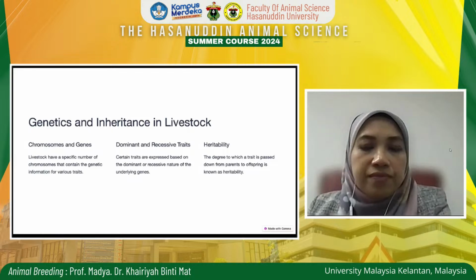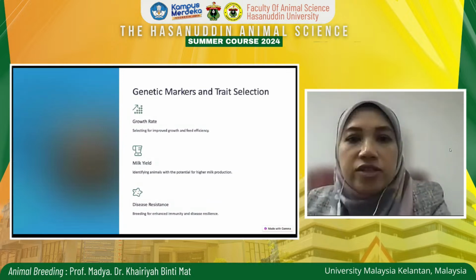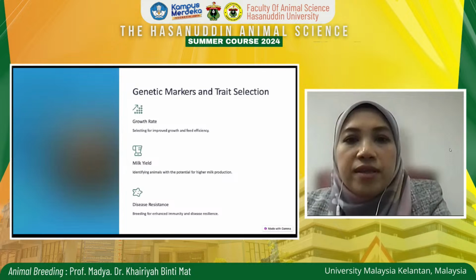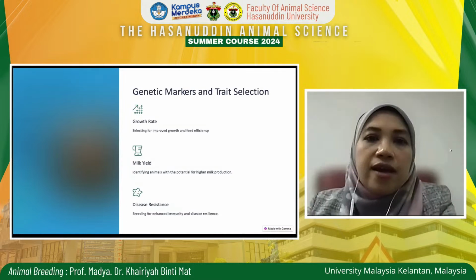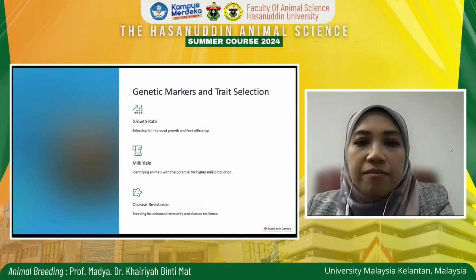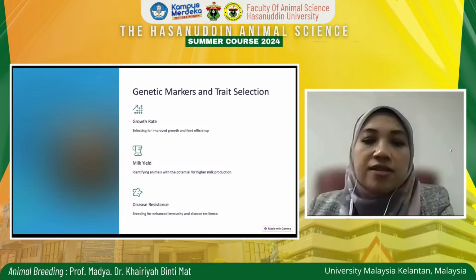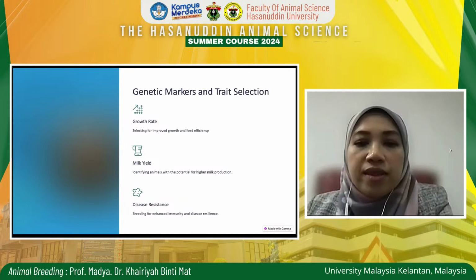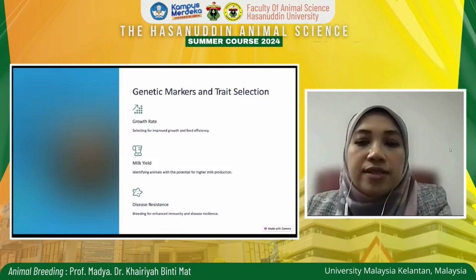All right. So for example, genetic markers and trait selection will help in terms of improving the growth rate, selecting for improved growth and feed efficiency, and other traits that are probably important in ruminant production, like milk yield. We can identify animals with the potential for high production and disease resistance, as I mentioned earlier. So we can breed the animals to enhance their immunity, not only for production, but also to enhance their immunity.